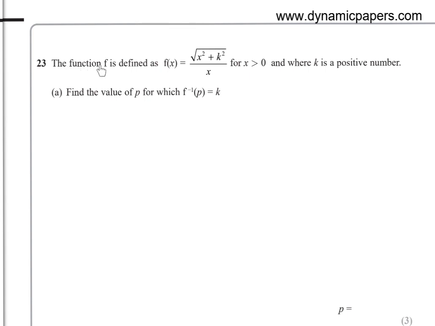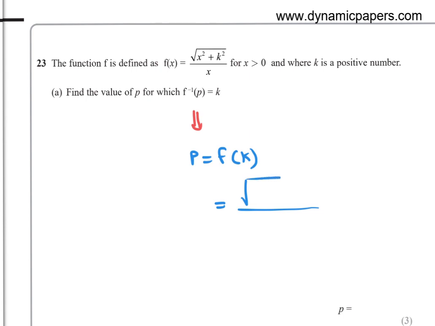23. The function f is defined by f(x) equals square root of x squared plus k squared, over x. Find the value of b for which f inverse of b is k. If f inverse of b equals k, it can be written b equals f of k. So if you have f inverse on this side, you can transpose to the other side as f. So this can be written as b equals f(k). So substitute x by k.